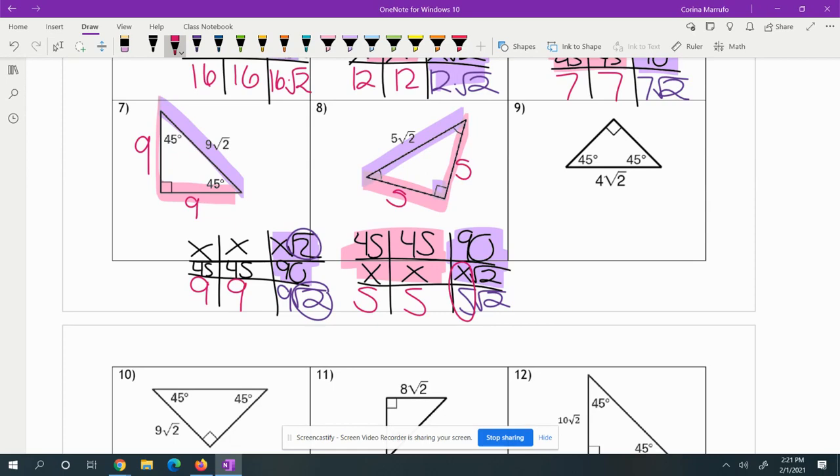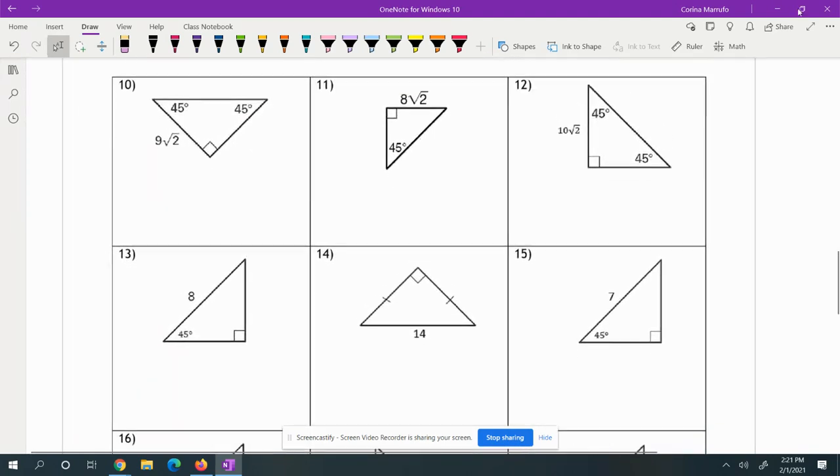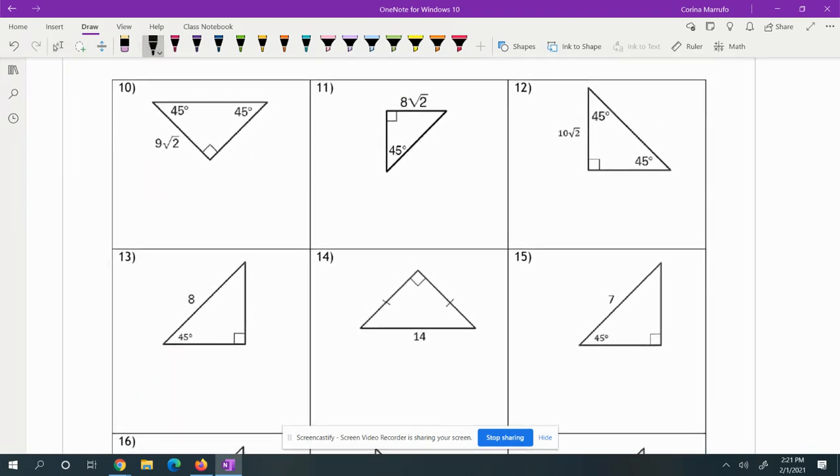Okay, seems a little repetitive, so I'm going to skip number 9 because it's the exact same thing. Okay, this is where it gets a little bit tricky. So I don't want you guys to get too ahead of yourselves. Make sure you set up your table every time so that you do not make this mistake. So you have 45, 45, 90, which is x, x, and the square root of 2.